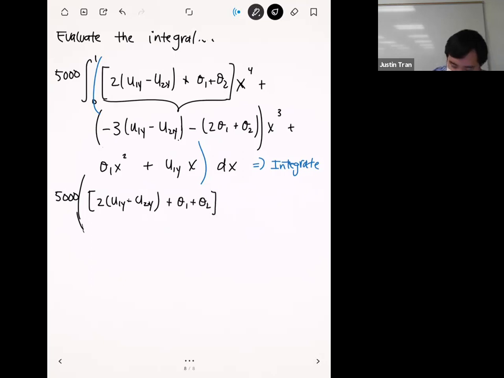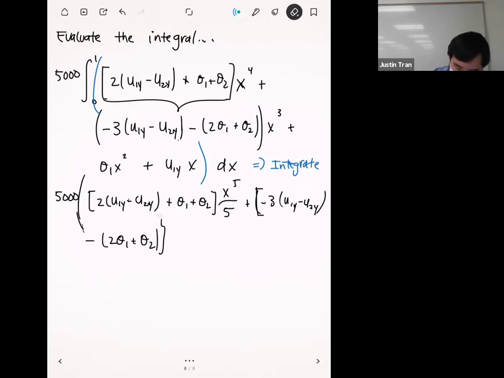Okay, we integrate x to the 4th, and so that's going to give us x to the 5th divided by 5. Then we have a minus 3. Put a square bracket here. Minus 3 times u1y minus u2y, minus 2 theta 1 plus theta 2.